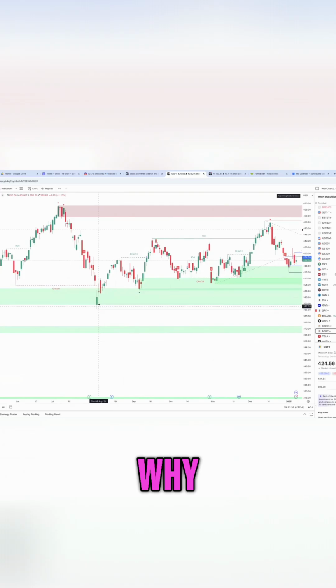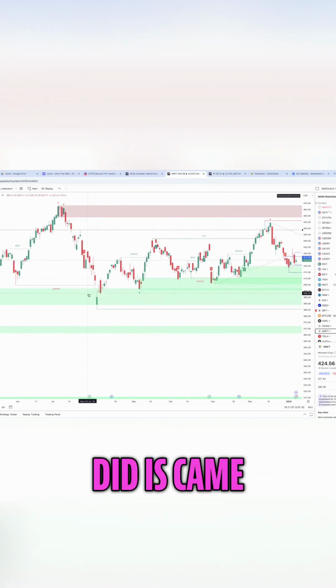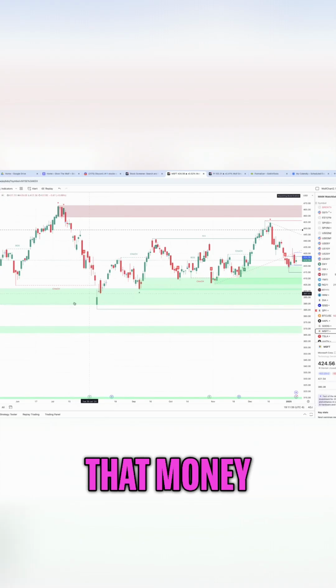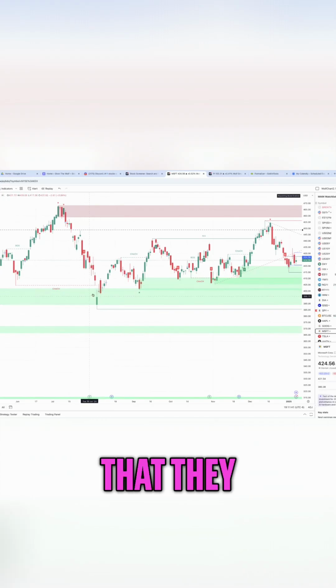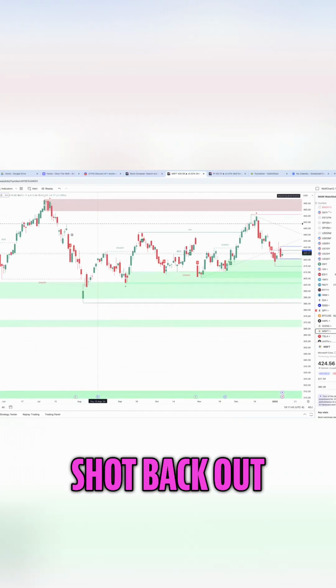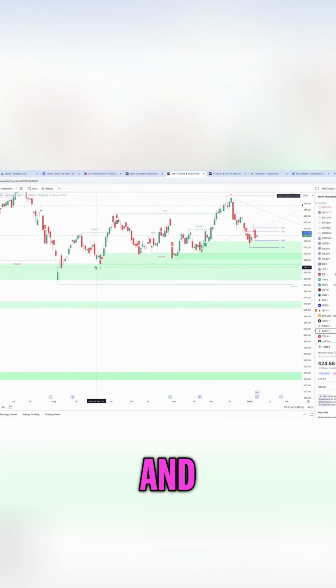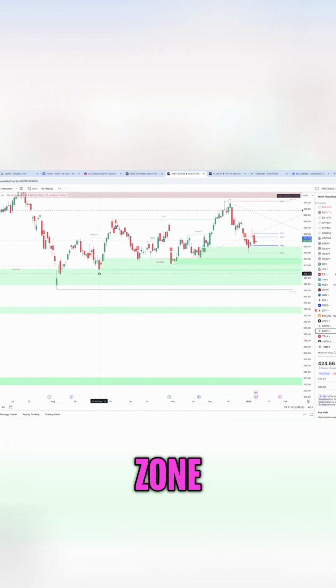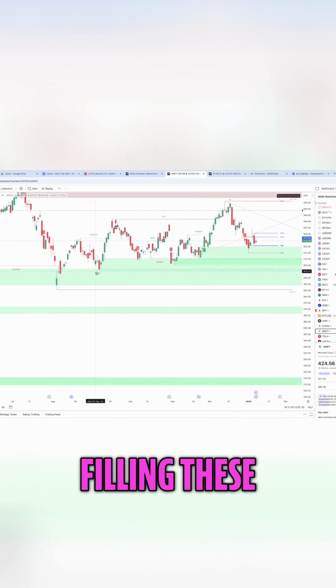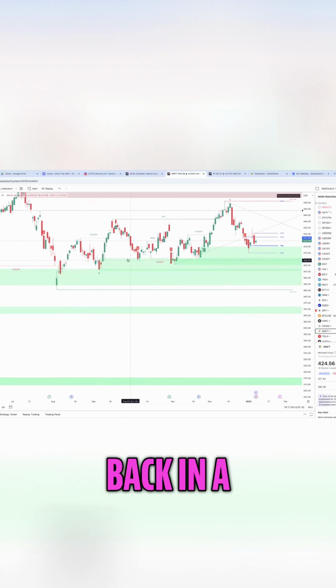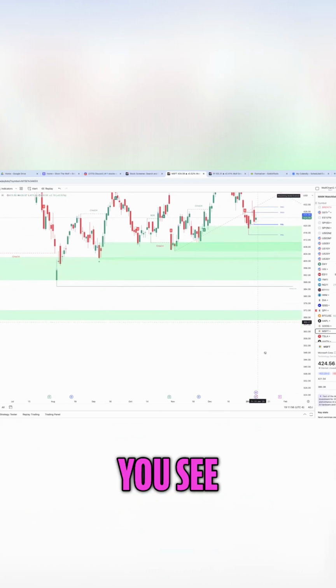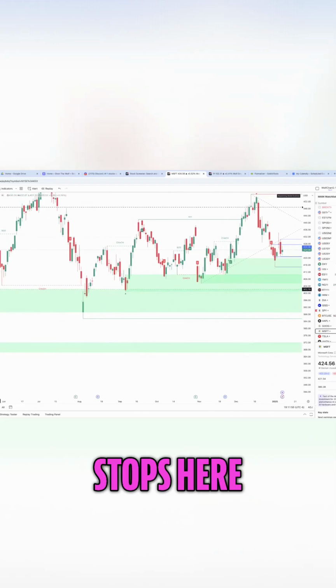And the reason why Microsoft bounced right back out of it, just shot it back out, is because all it did is came down here and re-triggered that money that was sitting here. All them buy orders that they had, they started re-triggering these buy orders and it shot back out. Then it came back down again and retouched that same zone. And not only did it start filling these orders again, but they actually came back in a second time.